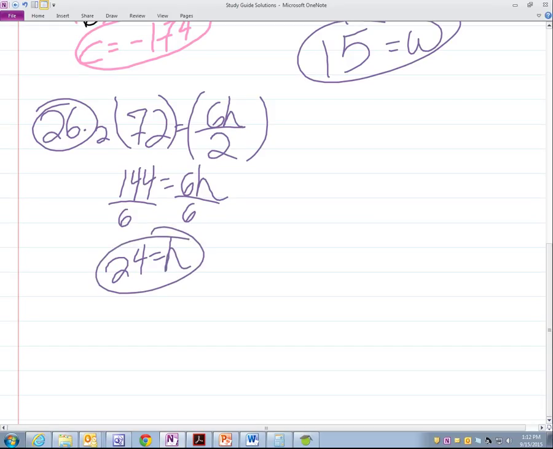Yeah, I did 6 divided by 2, and then I have 24. So yep, with two-step equations, there's a lot of ways to do it. Did anybody set it up like this? You did? No? Which is equal to 3H. 72 divided by 3 is 24? Yeah.